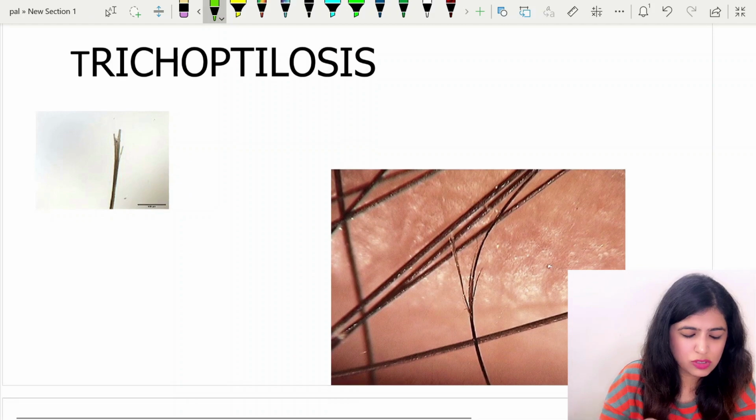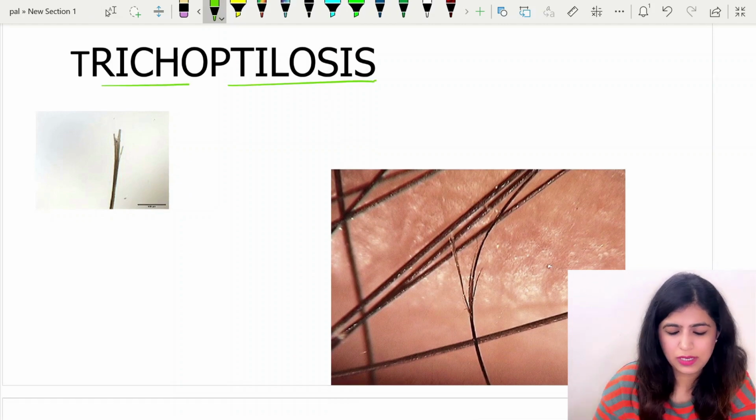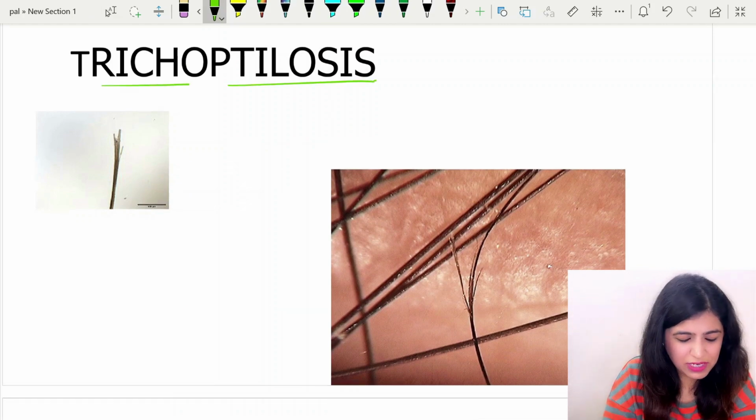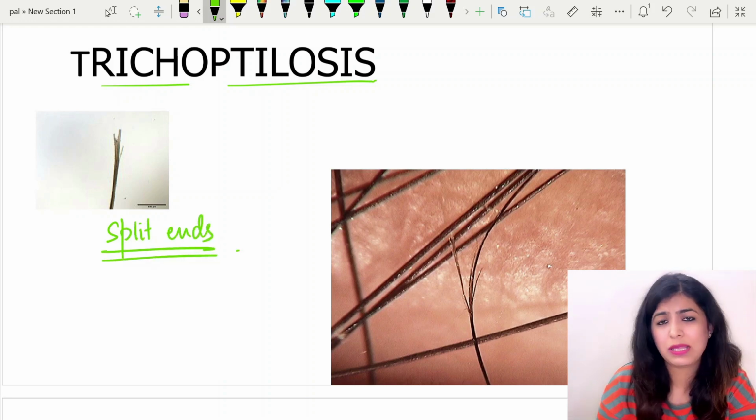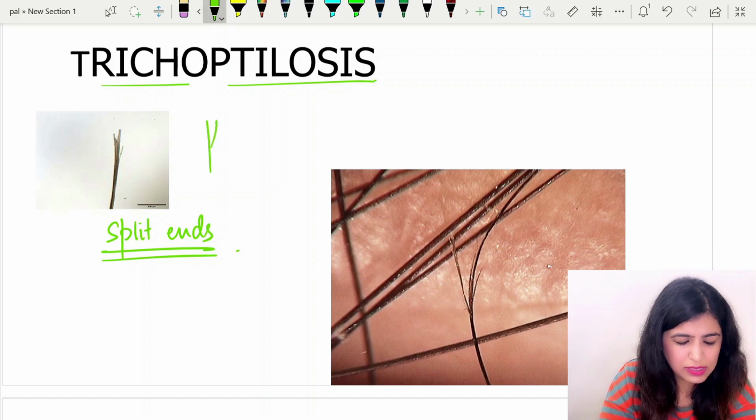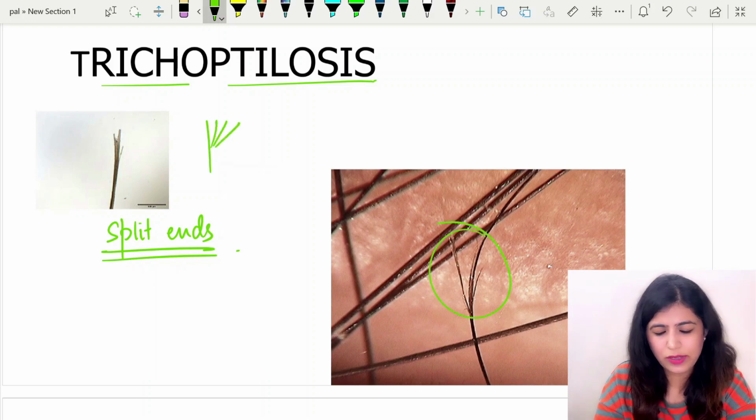Then we have the last option, that is trichoptilosis. Actually, it is a scientific name for something we see very commonly, that is split ends. It's a scientific name for split ends. The hair is splitting. That is trichoptilosis.